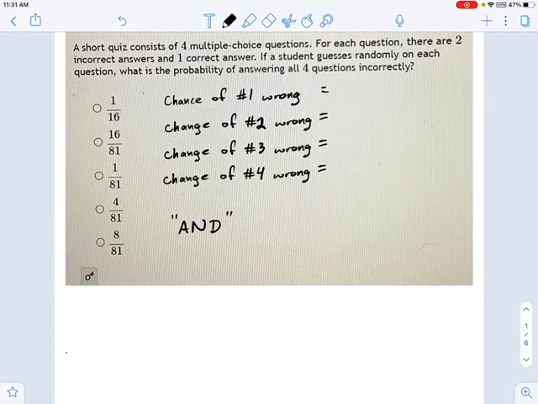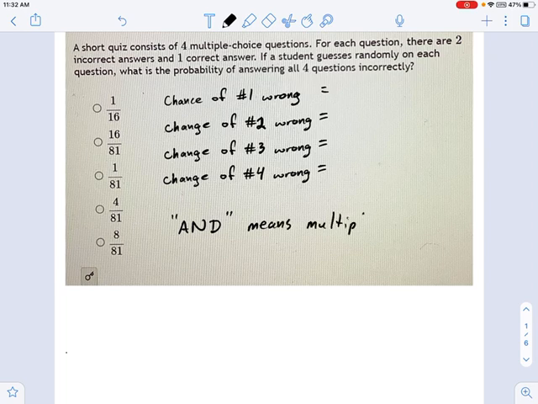We have a multiple choice test, and the student is wondering, while they're taking the test, what's the chance if I just guess everything? I'm going to get everything wrong. And there's another version of this question that says, what's the chance I get everything right? But they all come down to this idea of what "and" means. When you're dealing with probability, "and" means multiply.